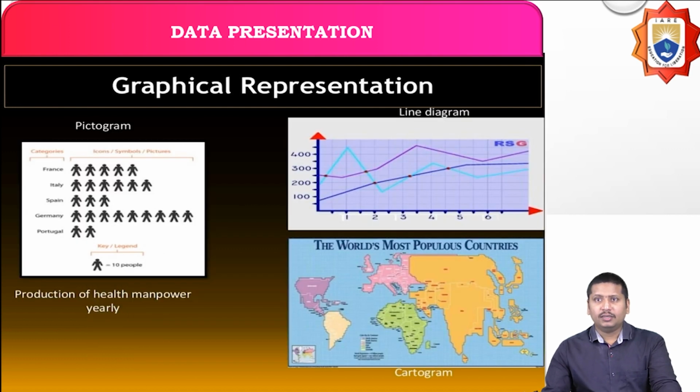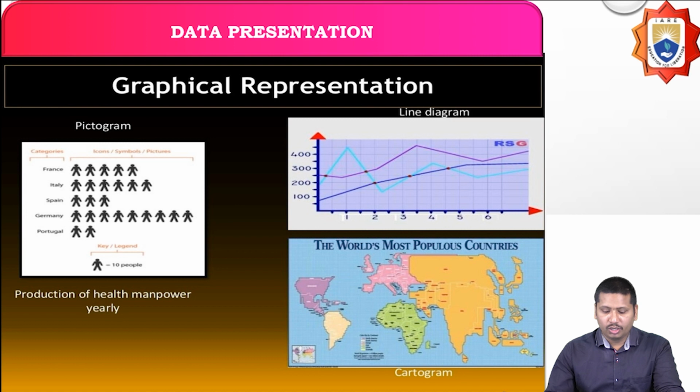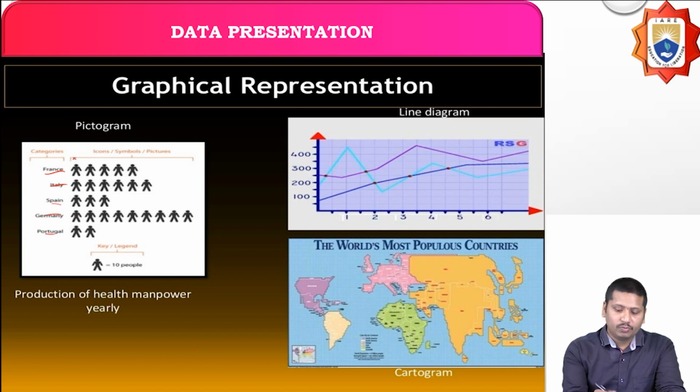So these are the other modes of graph presentation, like pictogram, line chart, and cartogram. Pictogram means that instead of showing bars, lines, and dots like this, I can show pictures. Suppose I want to know how many Indian people are staying in France, Italy, Spain, Germany, and Portugal. Instead of bars, I represent each and every one with a picture of the person, male and female.